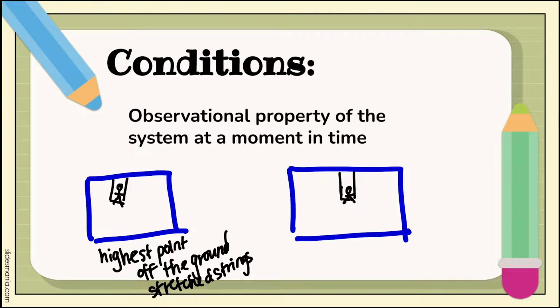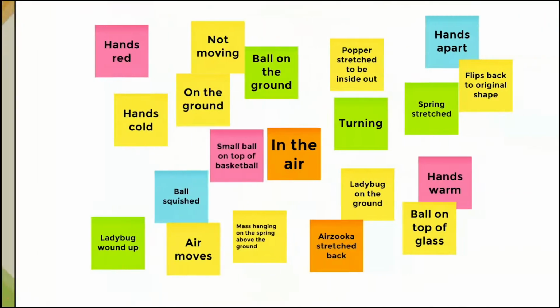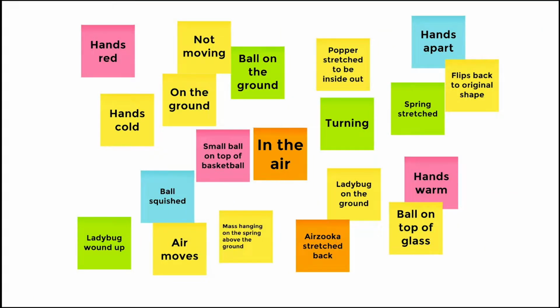Okay? So what we did in class is use Post-it notes to write the conditions, one per sticky note, and we're just writing the conditions. We're not going to explain. And so some of the Post-its that you and your classmates had written were things like the hands turned red, maybe the hands were cold, something was on the ground, or maybe the ball was on the ground, and something was in the air, something was turning. The spring was stretched and then it flipped back to its original shape.